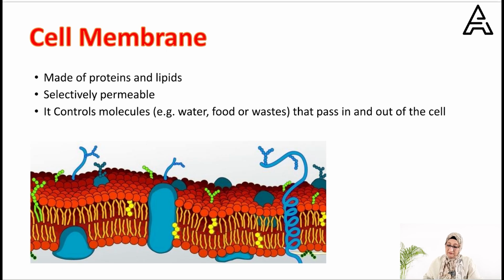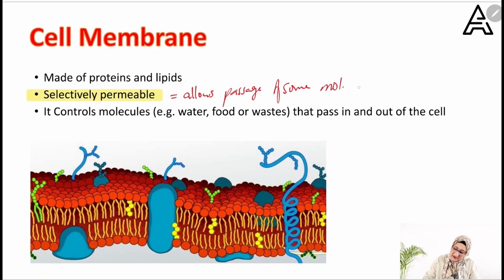Again, we have 3 pieces of information that we need to know. It is selectively permeable. What does selectively permeable mean? It allows passage of some molecules and stops others. So partially permeable means allow passage of some molecules and stop others. Selectively permeable means it selects the passage of molecules.